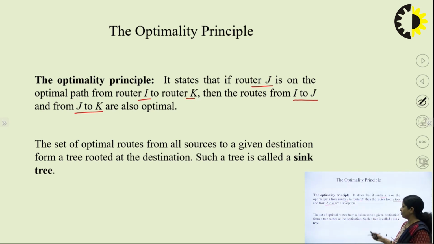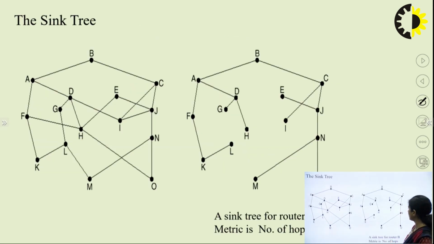The set of optimal routes from all sources to a given destination forms a tree rooted at the destination, and that type of tree is known as a sink tree. What is that sink tree? Let me show you with the help of this diagram. We can see over here a sink tree for router B, where the metric is the number of hops.